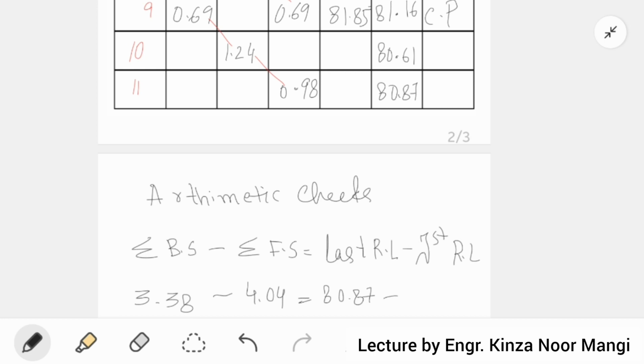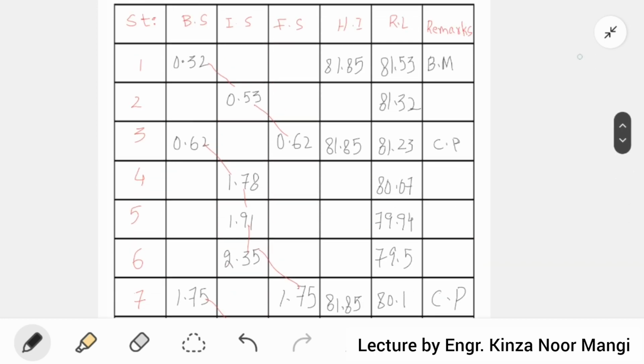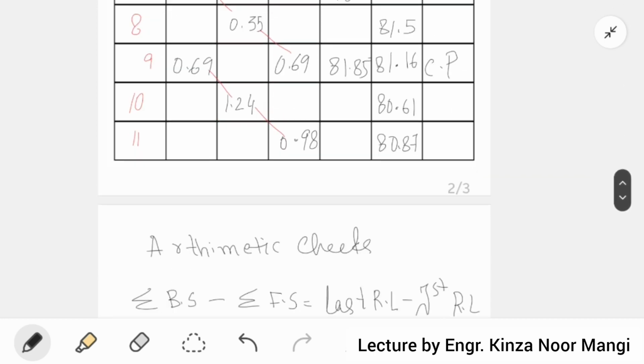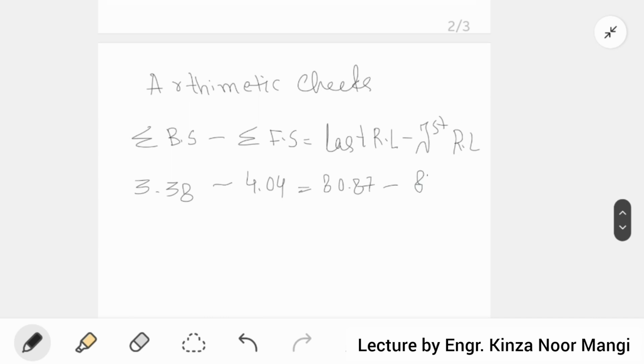80.87 minus the first reduced level, which is 81.53. So the answer is minus 0.66 equals minus 0.66. So that means it's correct, checked.